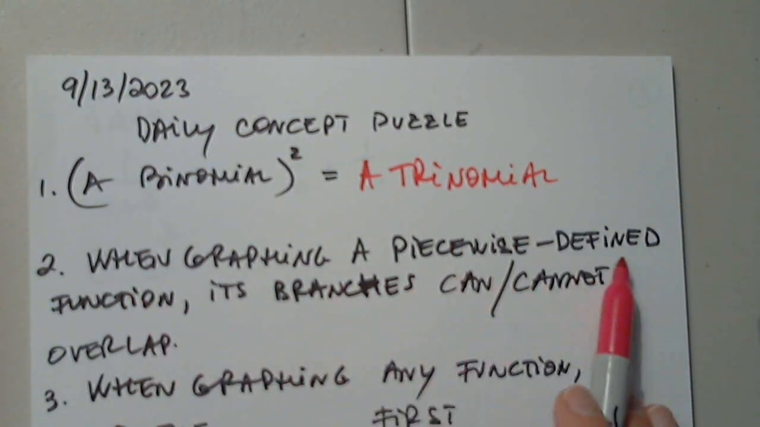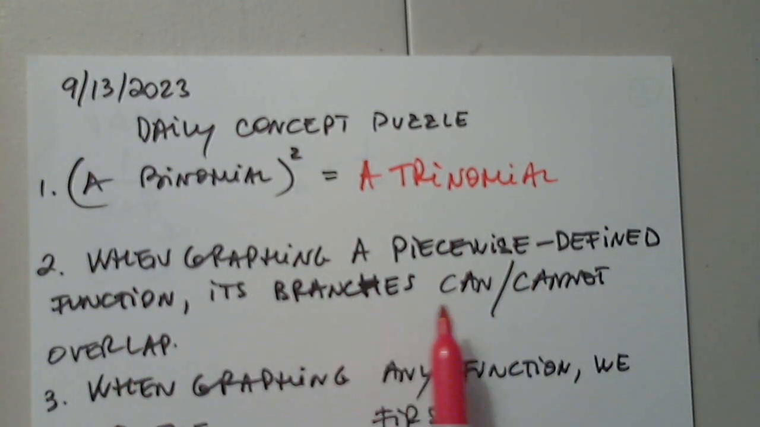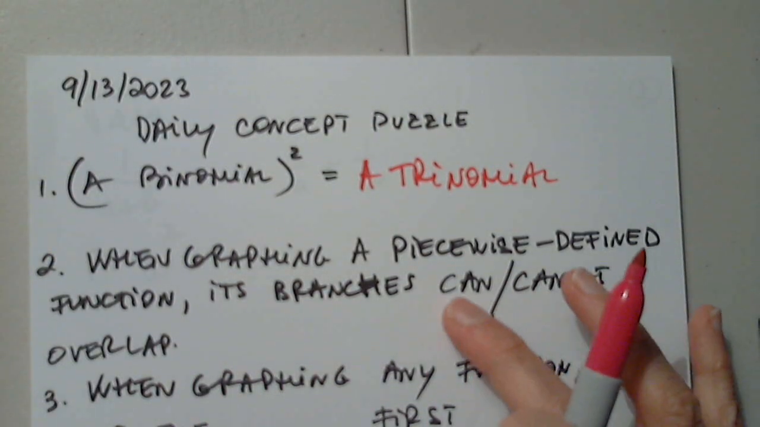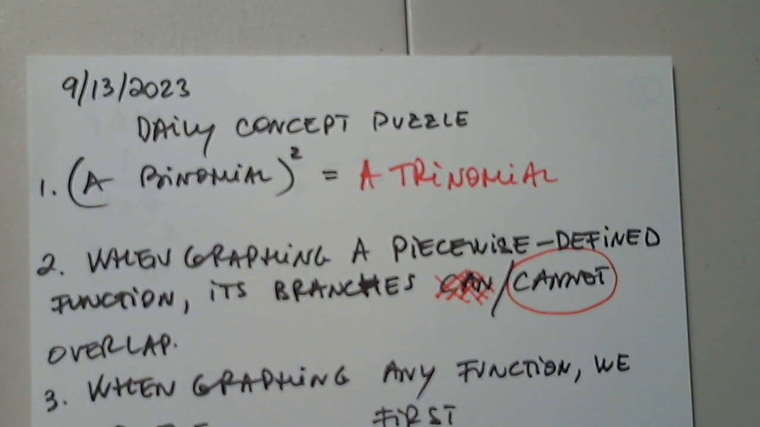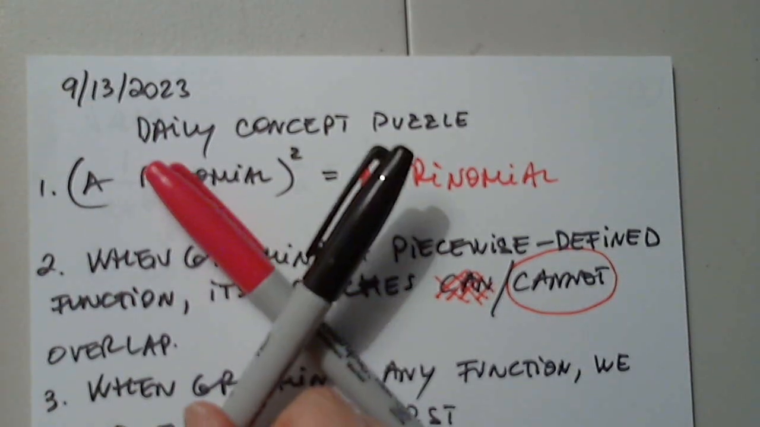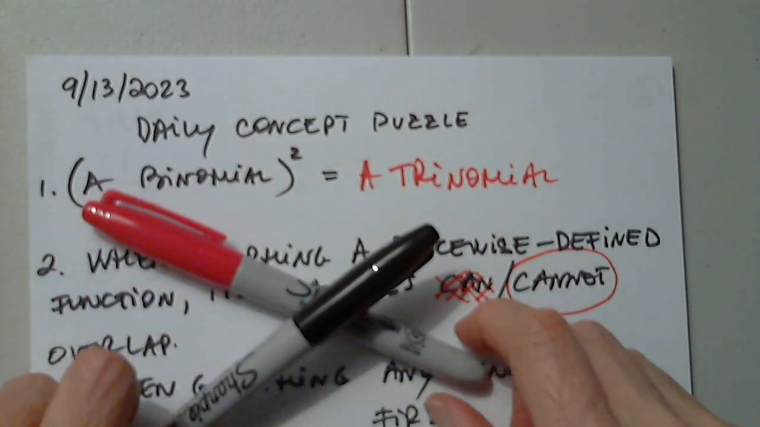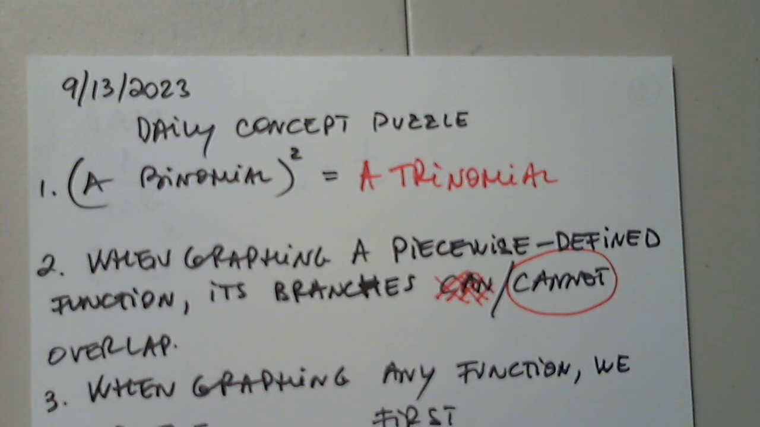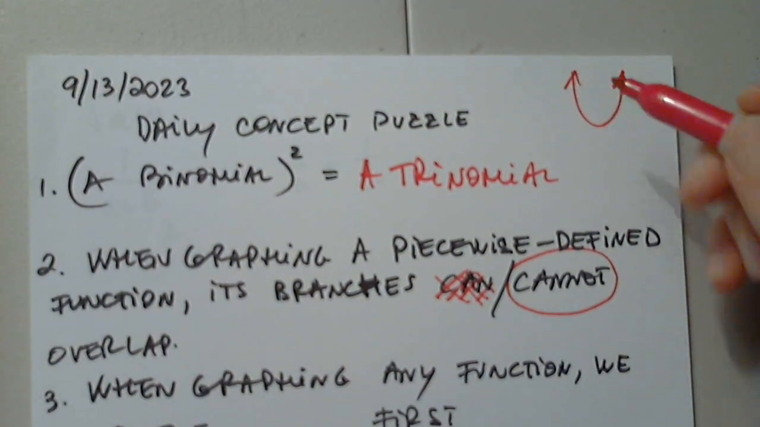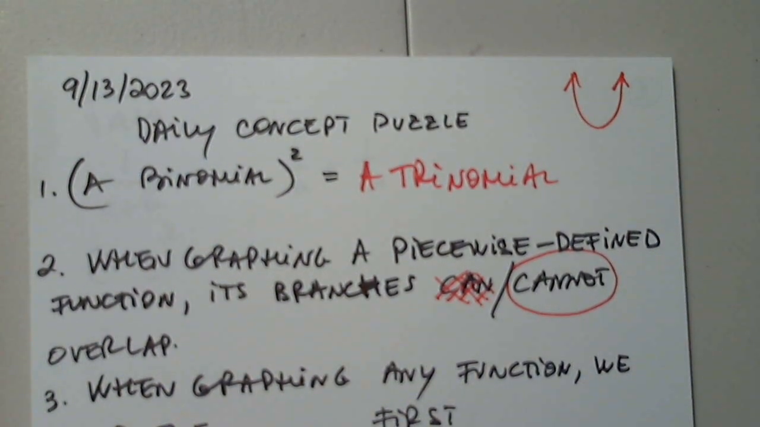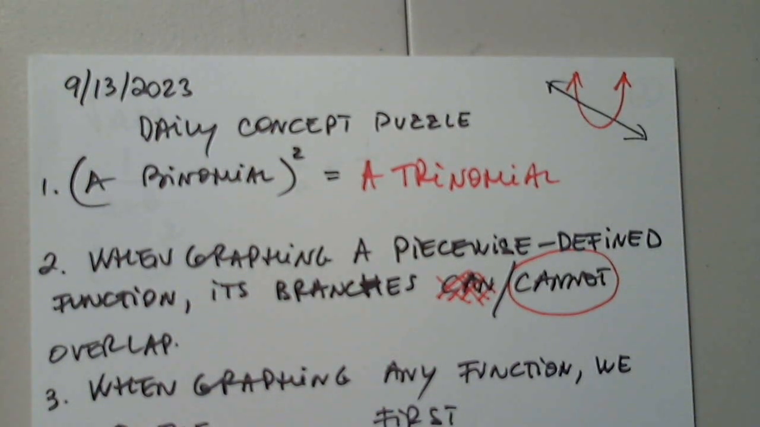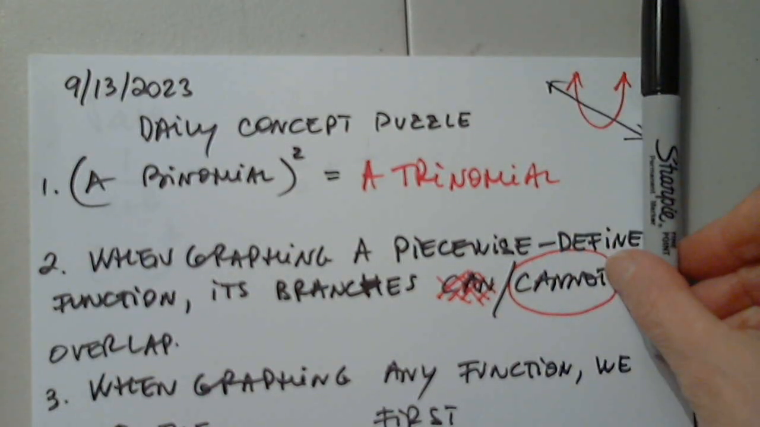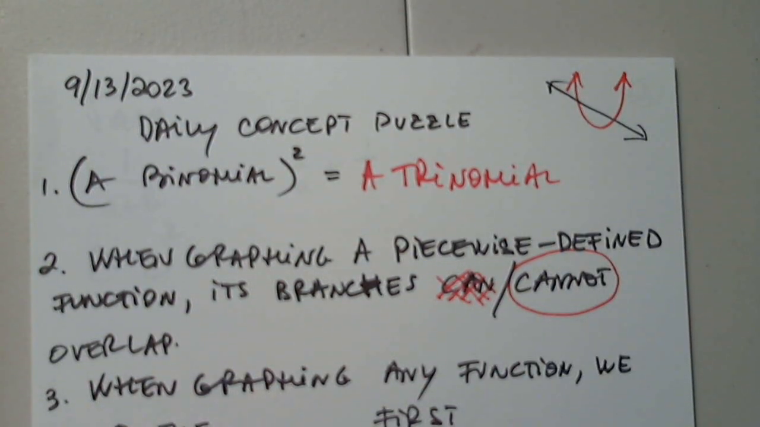Awesome. When graphing a piecewise defined function, its branches can or cannot overlap. No. Of course, they cannot. Because if they do, it's not a function. If I graph something like this, or something like this, and then something like this on top of it, this is terribly wrong. By the vertical line test, this is not a function. They can never overlap. Thank you.